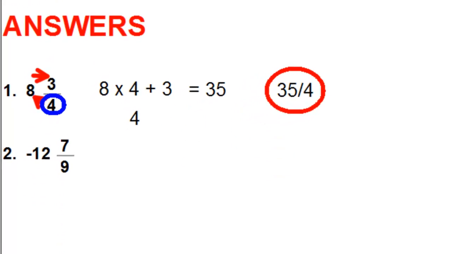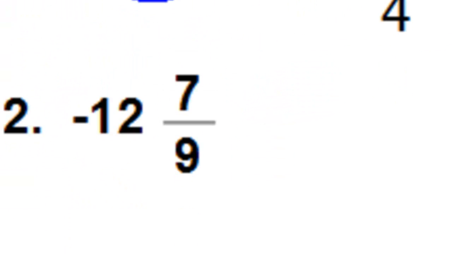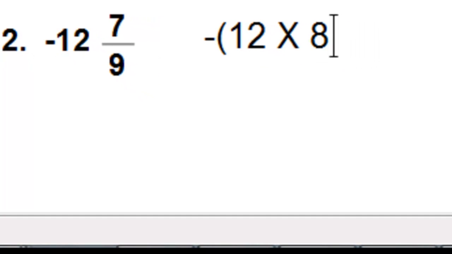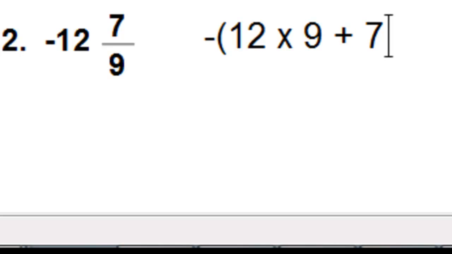Okay, now number 2. When you have a negative, something happens. You have to do something, and I'll show you what that is. You need to put a minus in front of your product for the numerator. So you go minus. Okay, then you go 12 times 9 plus 7. And we're keeping it all within brackets. So what does that give you?